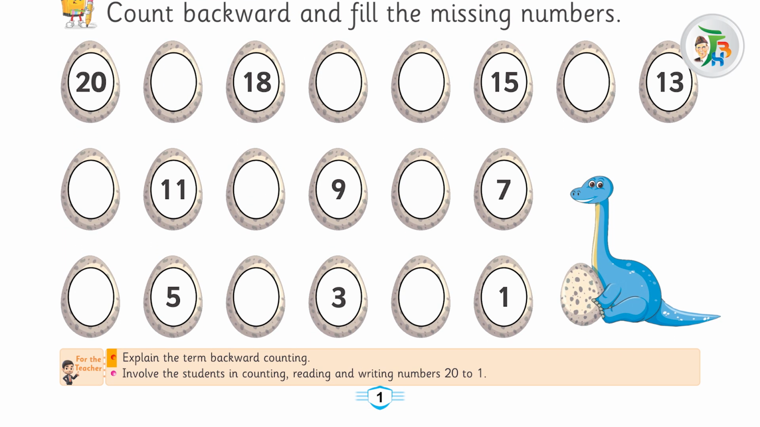For teacher, explain the term backward counting. Involve the students in counting, reading, writing number 22-1.